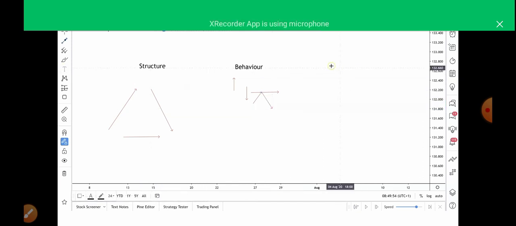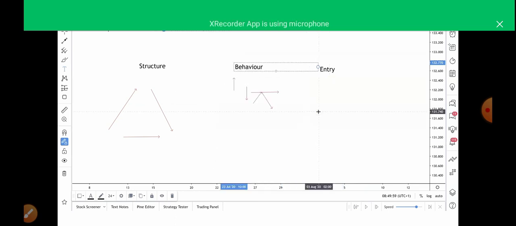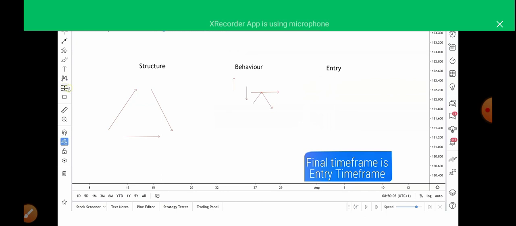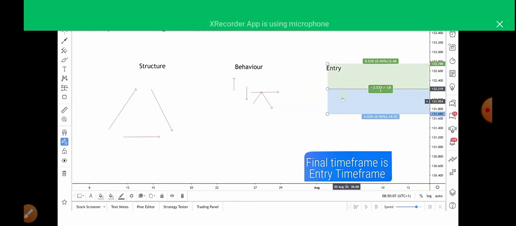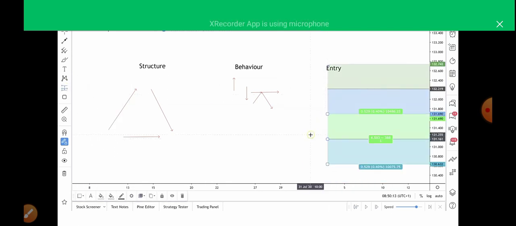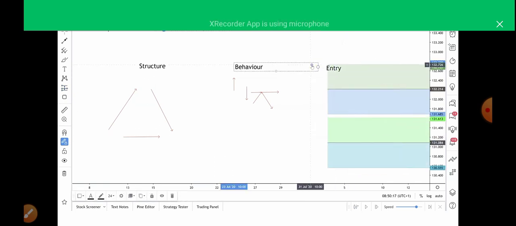The next time frame that we're going to look at is our final time frame, which will be our entry time frame. And this time frame is simply going to be what it is, our entry time frame. If the market is in a downtrend, then you're looking to take short positions. And if the market is in an uptrend, then you're looking to take long positions. This looks kind of funky, but you know what I mean, okay? So let's go through it.